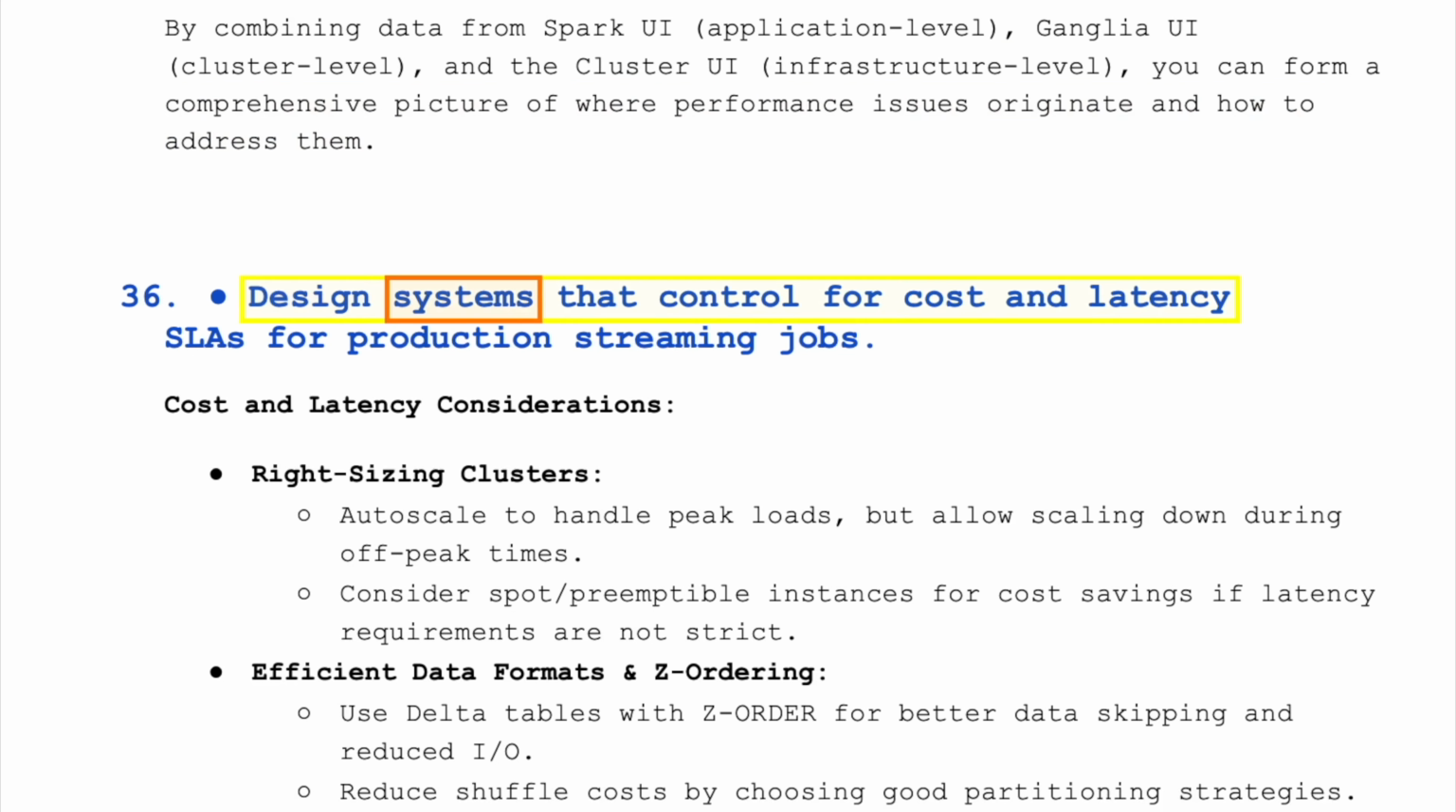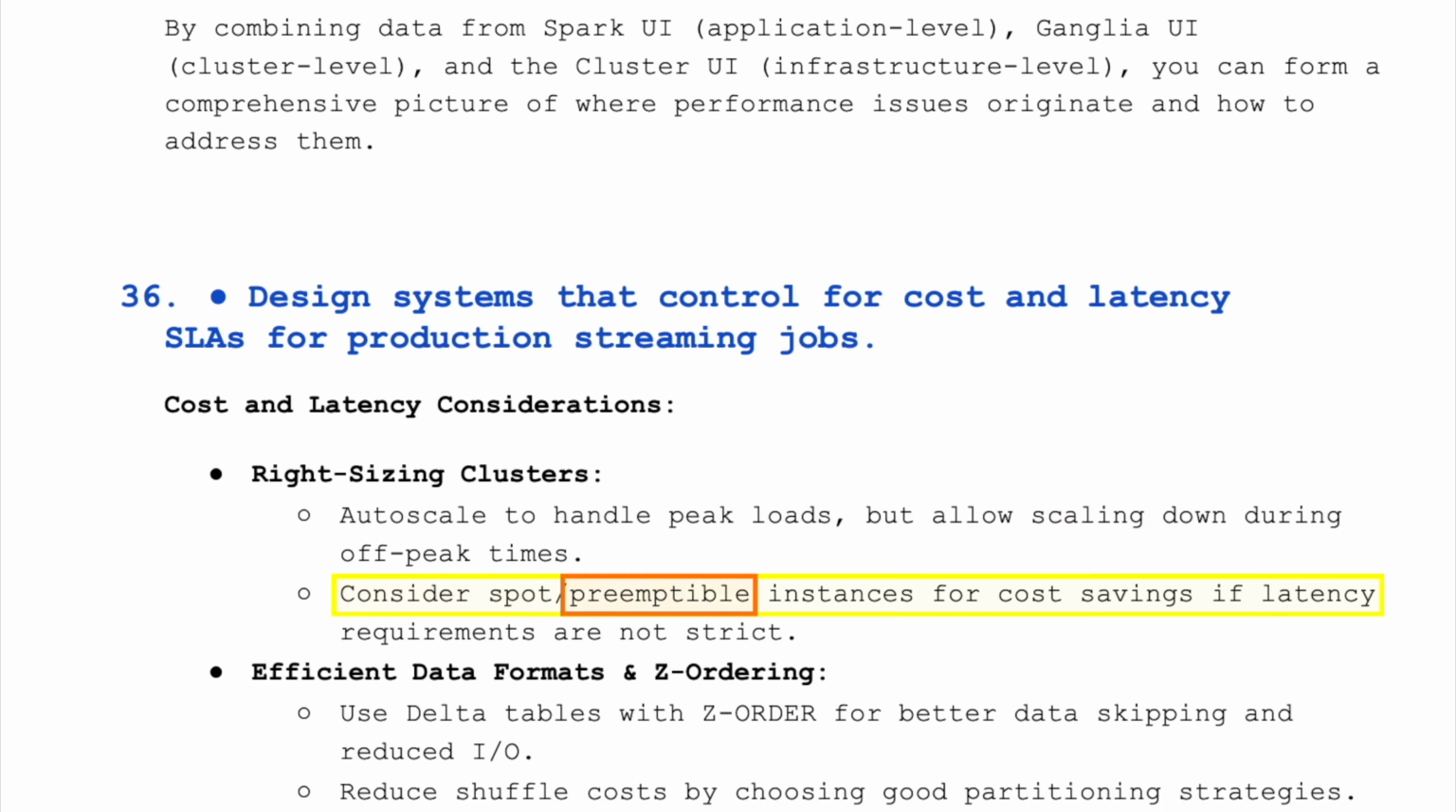36. Design systems that control for cost and latency SLAs for production streaming jobs. Cost and latency considerations. Right-sizing: clusters ought to scale to handle peak loads, but allow scaling down during off-peak times. Consider spot or preemptible instances for cost savings if latency requirements are not strict.